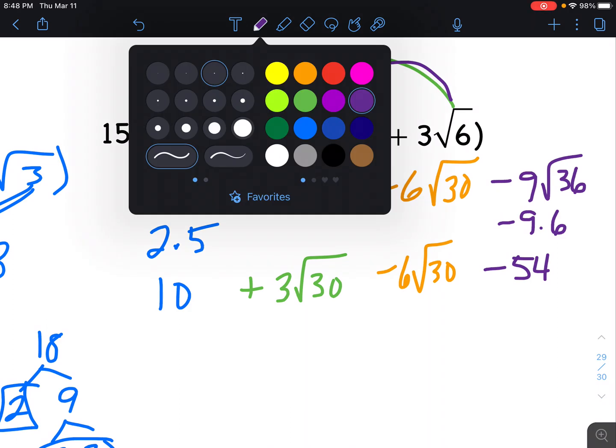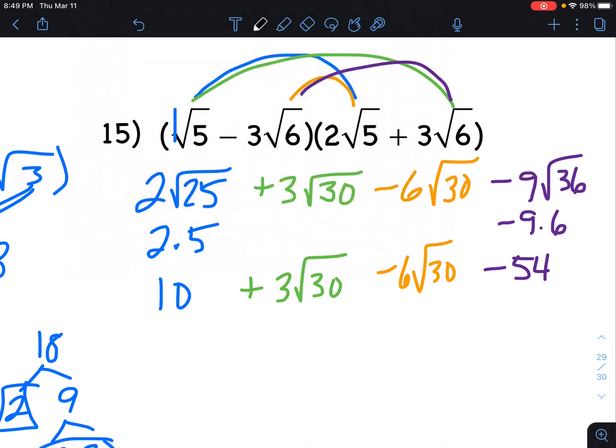Okay, now let's get to our answer. Combine like terms. 10 minus 54 is negative 44. And then the 3 minus 6, we're going to subtract those because they both have the square root of 30. So 3 minus 6 is negative 3. So we write minus 3 times the square root of 30, and we must stop there.